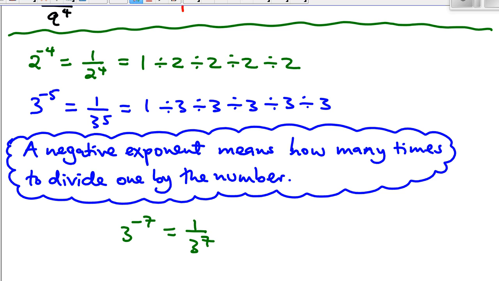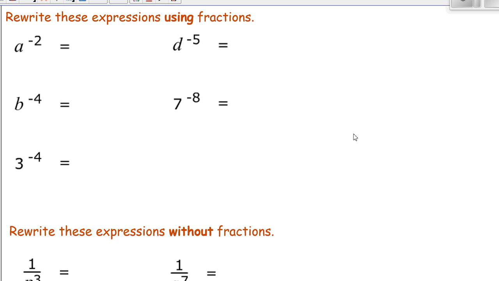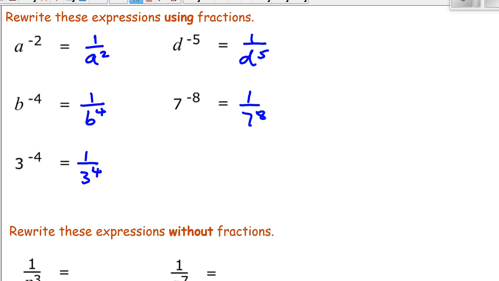Okay, so we'll move on to the next page and look at some examples here. The first example is, we write these expressions using fractions. So just using the same formula that we have derived in the previous page, we can simplify these expressions. So a to the power negative 2 will be 1 over a to the power 2. This will be 1 over b to the power 4, 1 over 3 to the power 4, 1 over d to the power 5, 1 over 7 to the power 8.